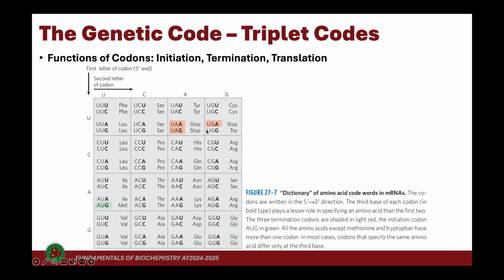Then we have three stop codons: UAG, UGA, and UAA. Once the protein synthesis mechanism encounters one of these stop codons, it's a signal to terminate the process. It means you're done with the protein synthesis. And then the rest of the codons correspond to one amino acid.